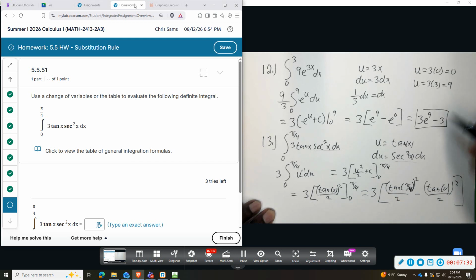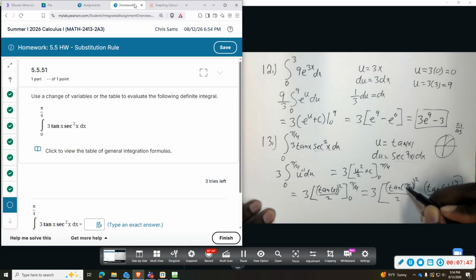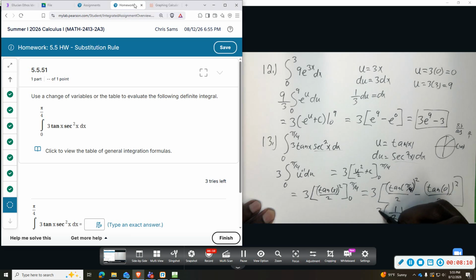Pi over 4, okay, our unit circle. This point right here, both coordinates are square root of 2 over 2, because tangent comes from sine over cosine. Both of those are the same, so we get 1. And when you square 1, you just get 1. So this is 1/2. And then tangent of 0 is here. For the pair 1, 0, sine in this case is 0 over 1, which just gives me 0. So 0 squared is 0, divided by 2 is still 0. So we just end up with 1/2 times 3, which is just 3/2.